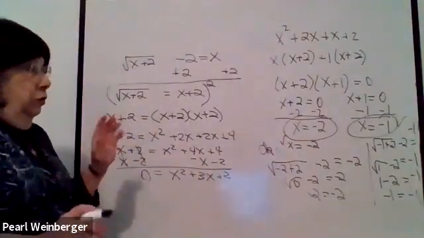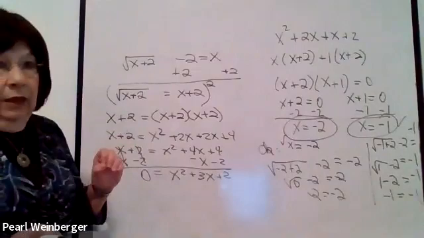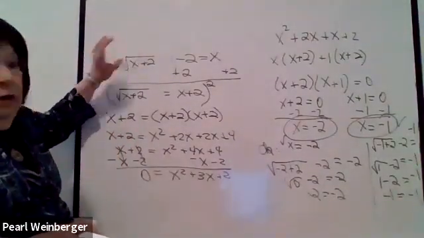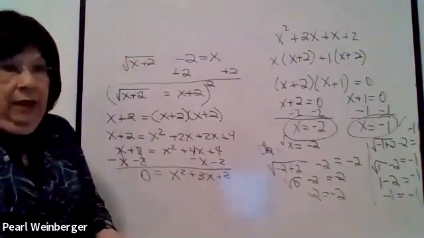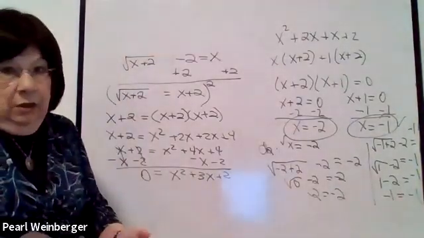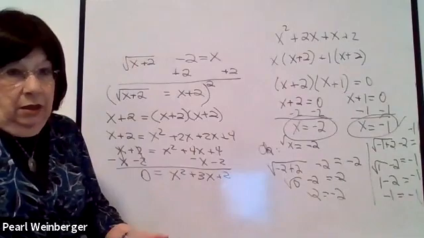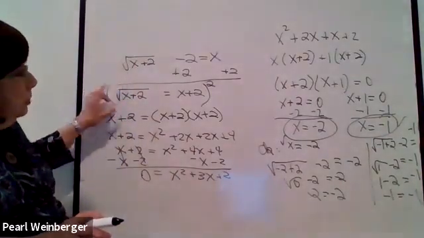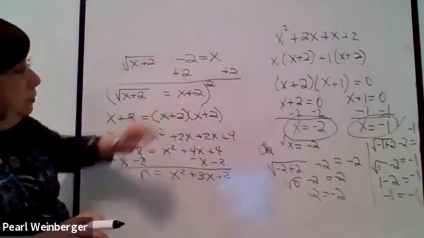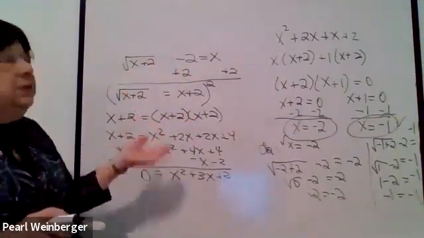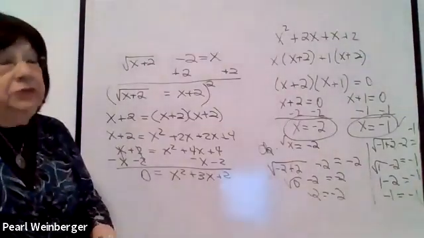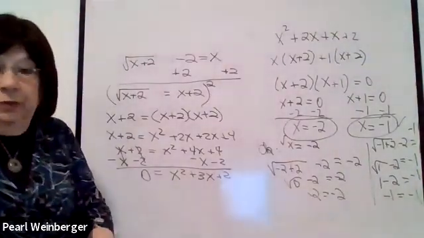So what do we learn from this? When we have a radical equation, the whole point of that radical equation is to get the radical by itself and then square both sides. Sometimes it comes out to be a very complicated equation. This was a very long question.